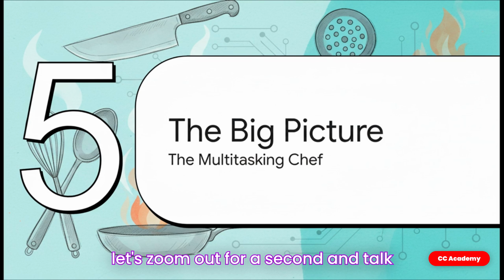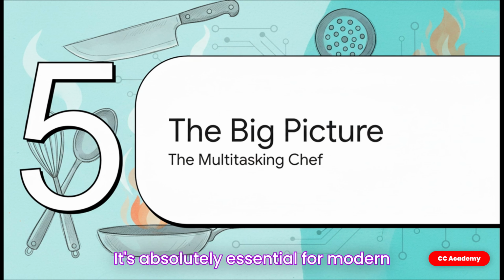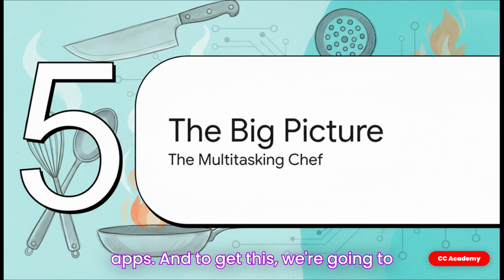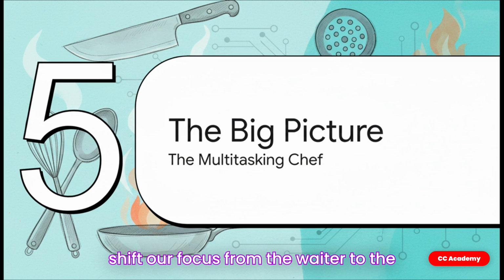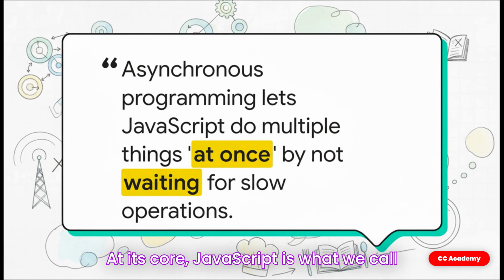All right, let's zoom out for a second and talk about why this is so important. This isn't just some clever programming trick. It's absolutely essential for modern apps. And to get this, we're going to shift our focus from the waiter to the chef. Here's the heart of it all. At its core, JavaScript is what we call single-threaded. That just means it can only do one thing at a time, just like our terrible first waiter.